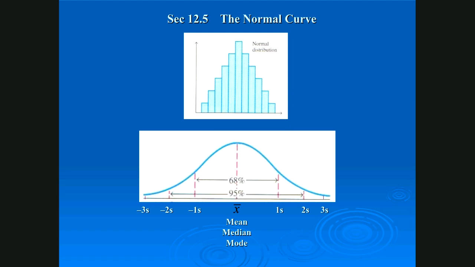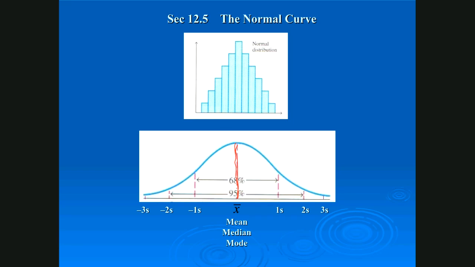An interesting thing about the normal curve is that we can see where the mode is, right? The mode is right here. And that's the most frequently occurring piece of data. It also happens to be the median because half the data is below this score here and half the data is above this score. And it also happens to be the mean, the average.